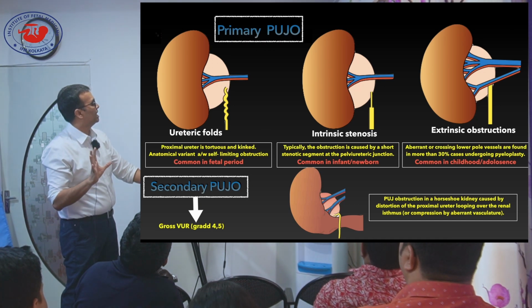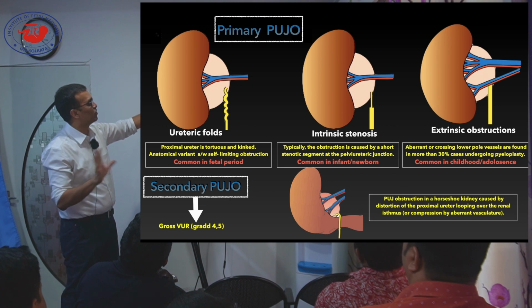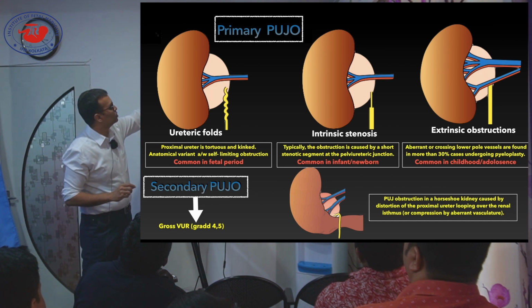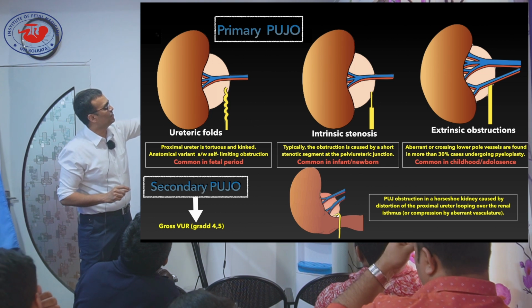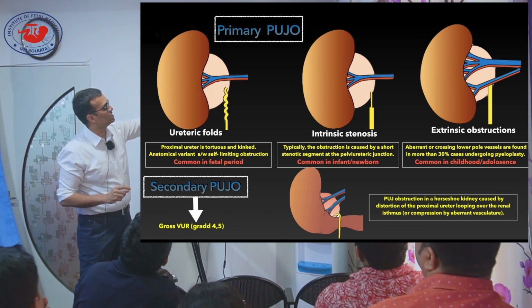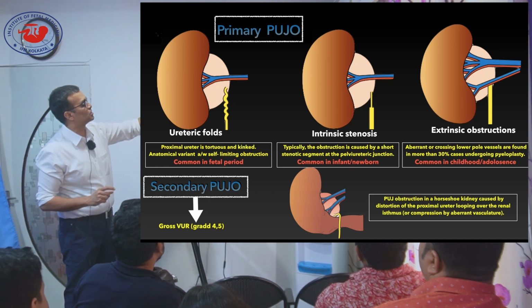Now again, I will not go into detail. PUJ obstruction may be primary or secondary, but forget about it. In fetal life, mostly it's because of the ureteric folds. In infant or newborn, it is because of stenosis. And in childhood and adolescence, it is because of extrinsic obstruction.